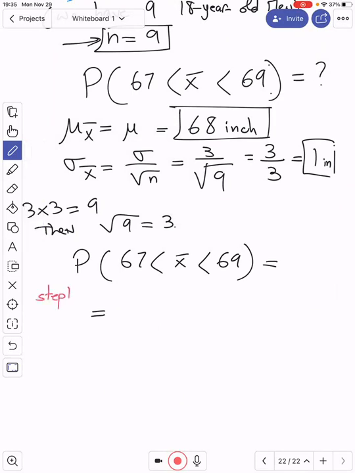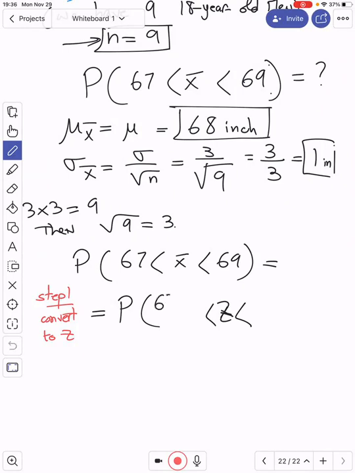So as a first step, we need to convert this to z. Step 1. This is the probability that your z, sorry, because we converted x bar to z, now it's z instead of x bar. This 67 is supposed to be a value of x bar, now we convert it to some value of z.